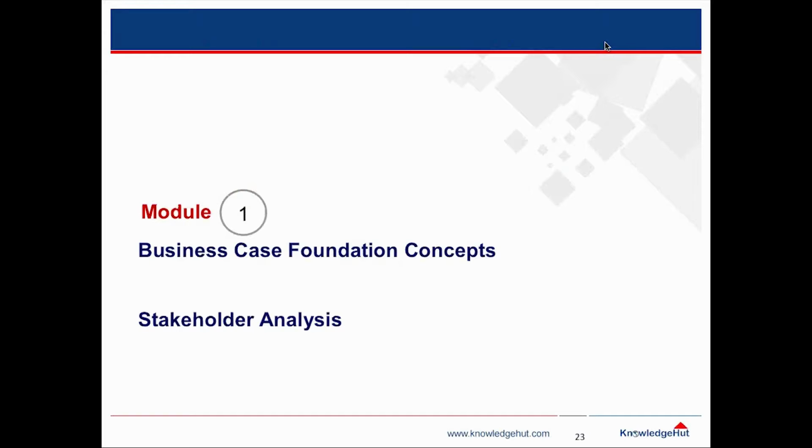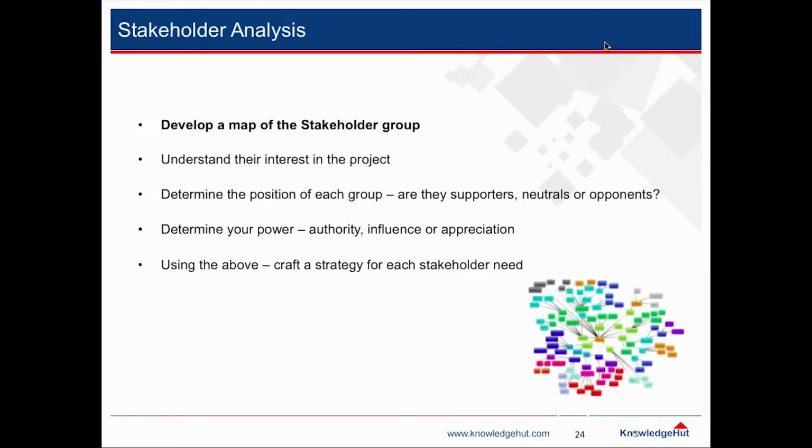The stakeholder analysis is best started with a stakeholder map that visualizes who is among the stakeholders, to understand their interest in the project, and to determine the position of each group. Are these stakeholders supporters? Are they neutral players that still need to be kept in the loop, or are they outright opponents, and how strong is their opposition? Within that context you have to determine how powerful you are yourself as the business case writer.